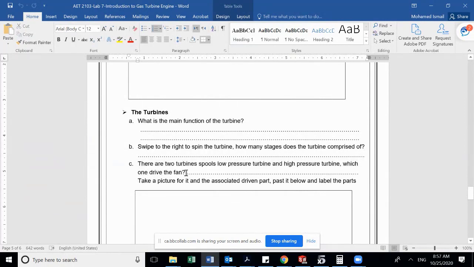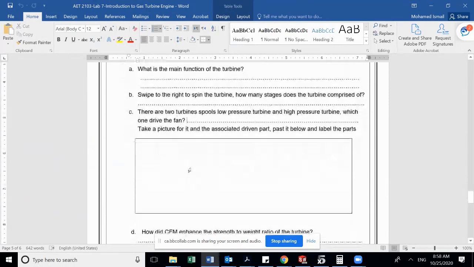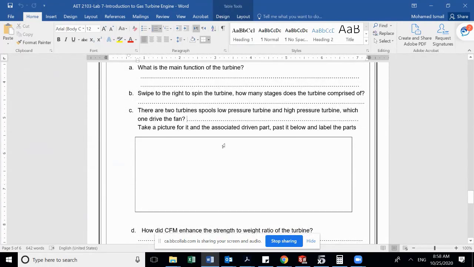Which one drives the fan? Which one of these two spools? I have explained it already. The low pressure turbine will drive the fan and the low pressure compressor. The high pressure turbine will rotate the high pressure compressor. Okay, take a picture of it and the associated driven part listed below and label the part.